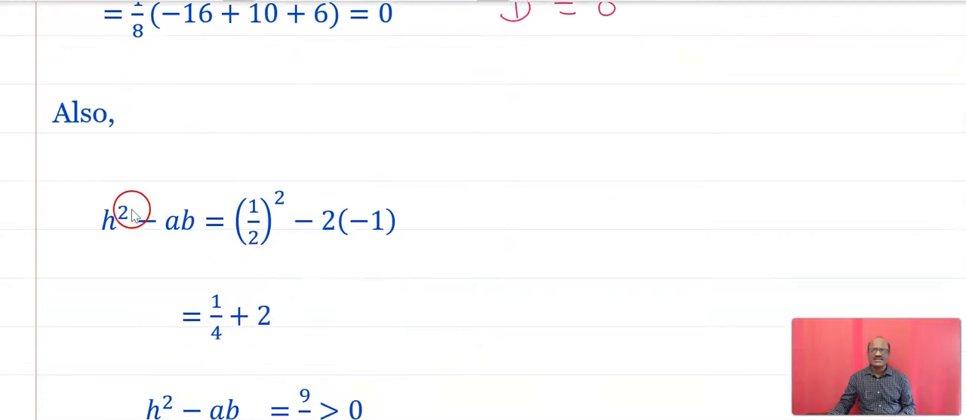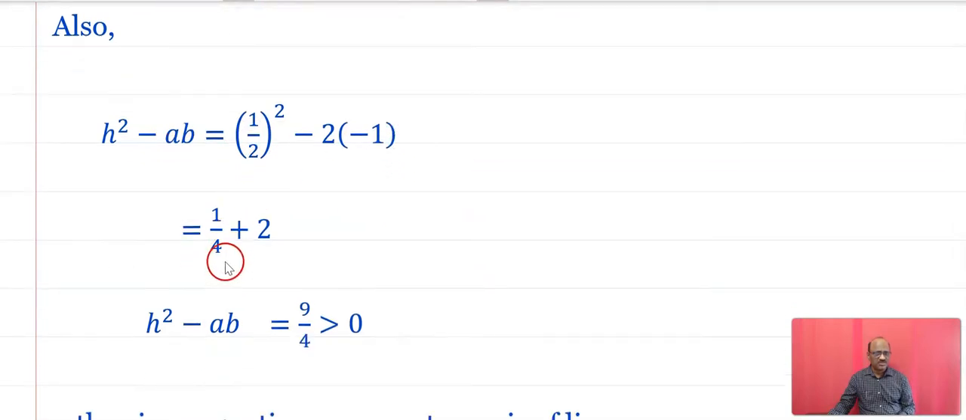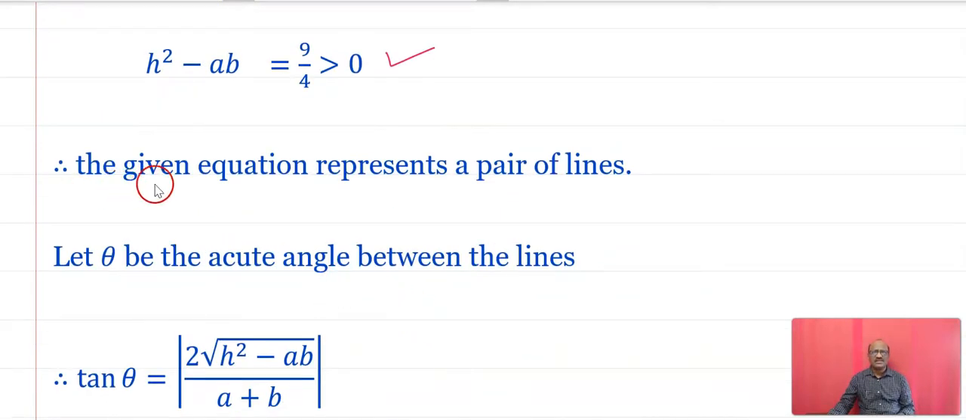Next is h² − ab. The value of h is 1/2 and a is 2, b is −1, so 1/4 plus 2, which is 9/4, that is positive, and hence the given equation represents a pair of lines.